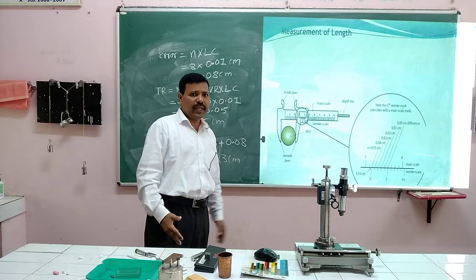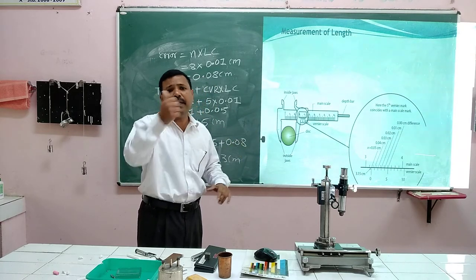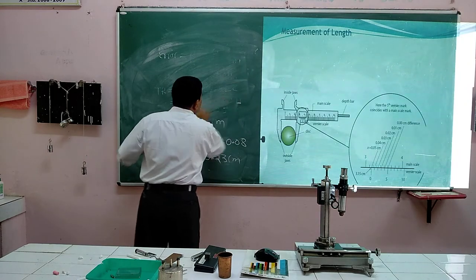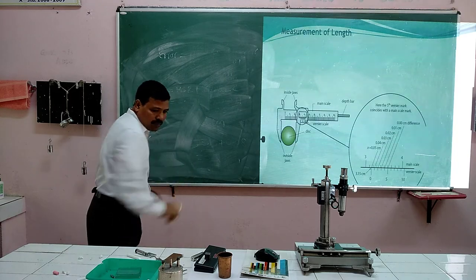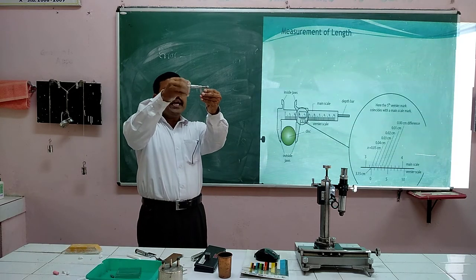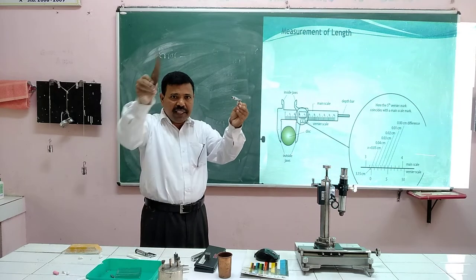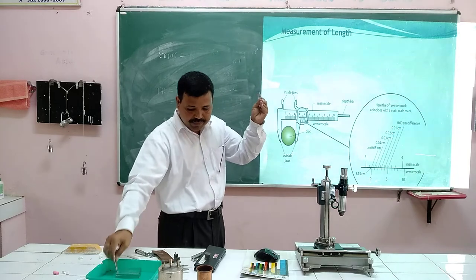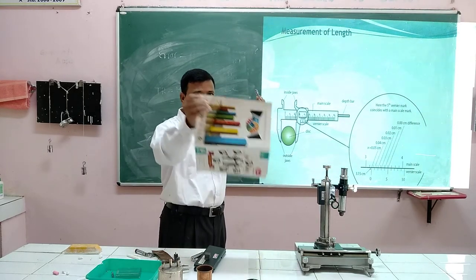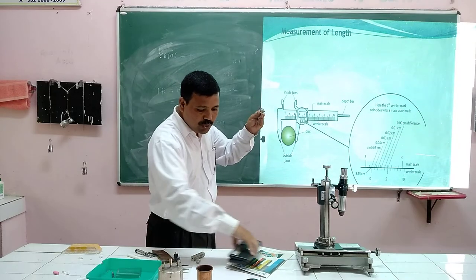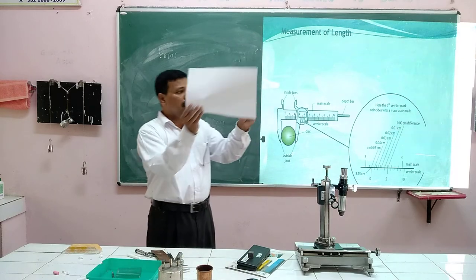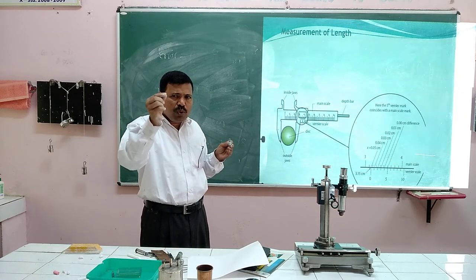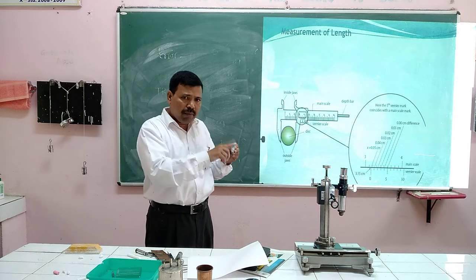Now let us go to the screw gauge. How to measure a small length by using a screw gauge? Here is an instrument, the screw gauge. The screw gauge is used to measure the thickness of a metallic sheet, the diameter of a wire, or the thickness of a piece of paper. Smaller lengths up to 0.001 centimeter we can measure by using the screw gauge.